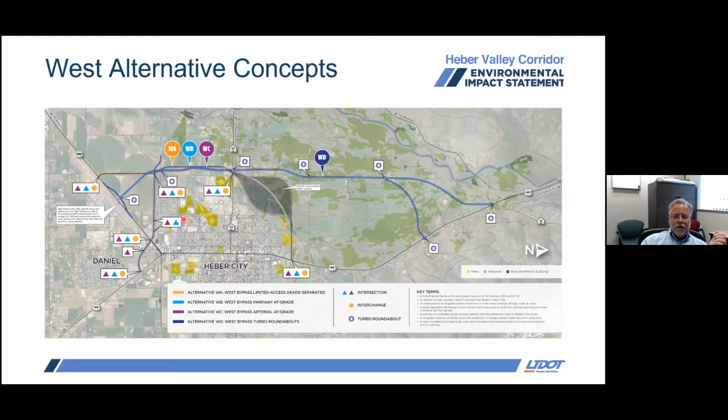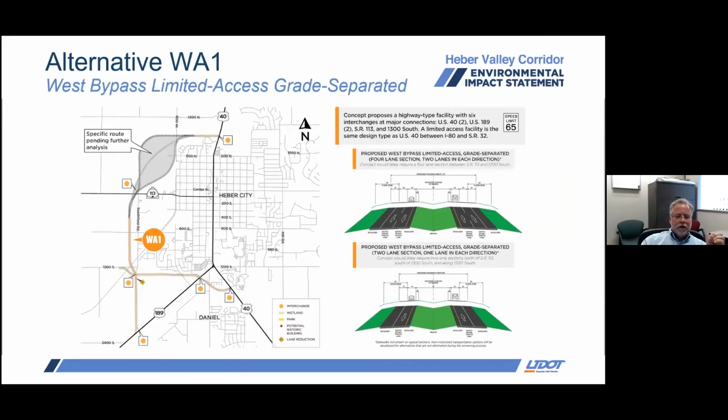Also want to point out that 3 of these concepts, WA, WB, and WC, have options that would realign US 189, but I'll first be looking at the option that leaves 189 in its current configuration. So let's look at each one of these. First one we'll look at is what we call alternative WA1. This is our west bypass limited access grade separated alternative.